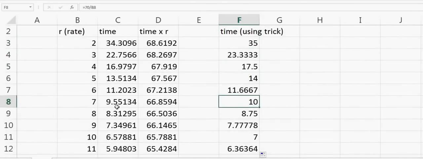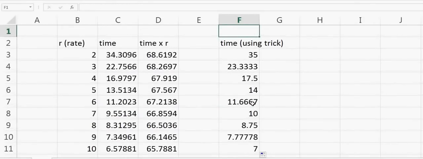So if we have 9.55 years here, we get approximately 10 years. So this is how the trick was made, and you can see that it does give you the approximate values for your calculation when you are trying to do this.